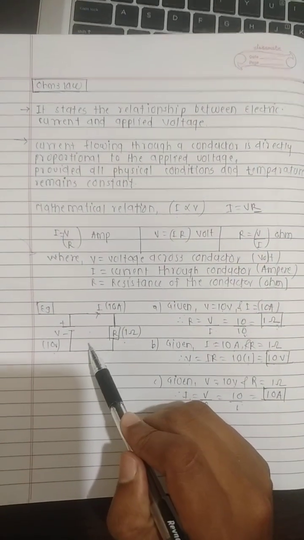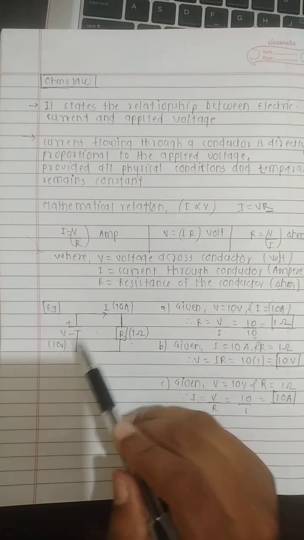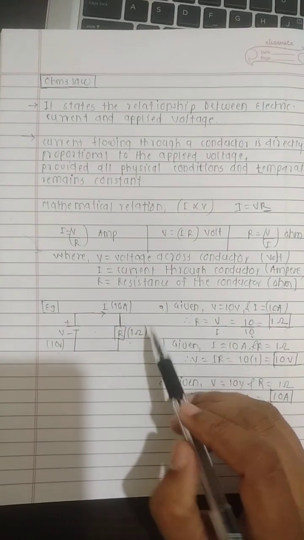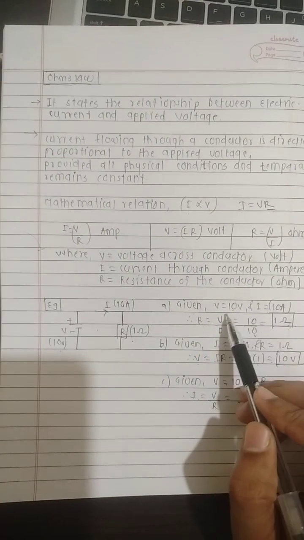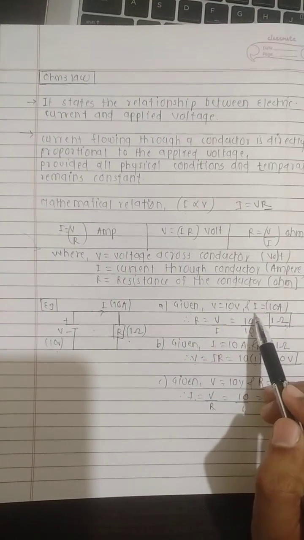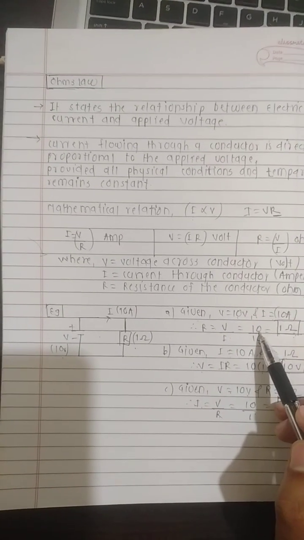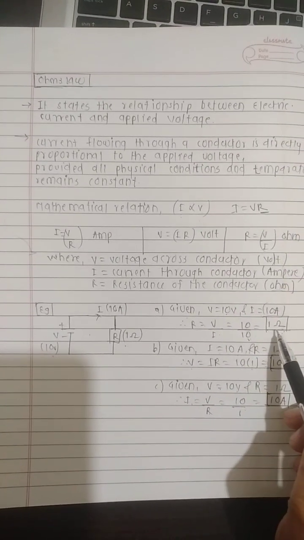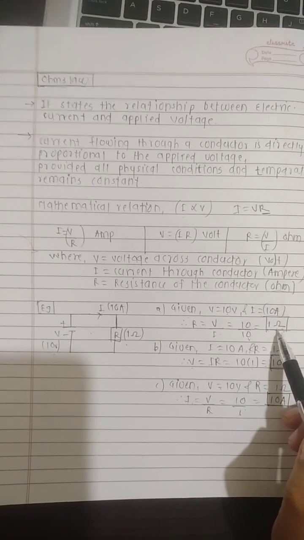For that we have drawn a simple circuit in which V is 10 volt, I is 10 ampere, and the resistance is 1 ohm. So first we will calculate R. Suppose V is 10 volt and I is 10 ampere. In that case resistance will be V upon I. So 10 upon 10 will become 1, and its unit will be ohm. Ohm is the unit of the resistance.